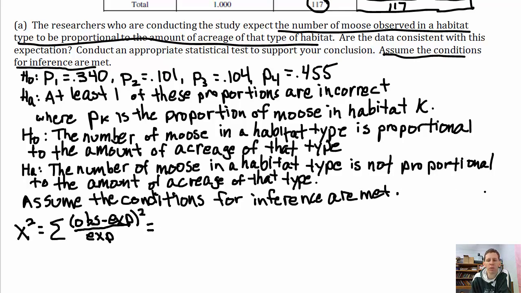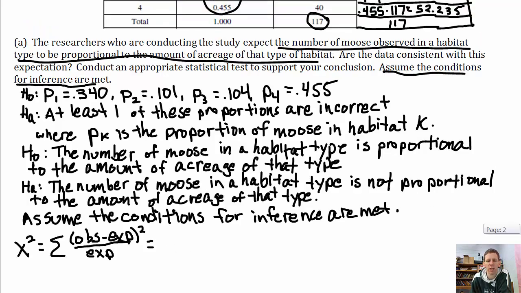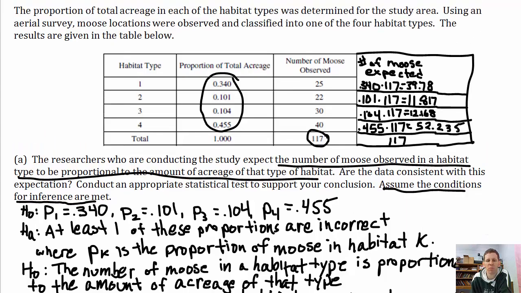In this problem, if I refer back to the table, for the first habitat type, the observed number of moose was 25. We're going to take this number minus the expected number of moose for that habitat, 39.78. We're going to square that and then divide again by the 39.78. We'll do that for each of the four habitat types, and then we're going to sum those four items together. It should look like this.